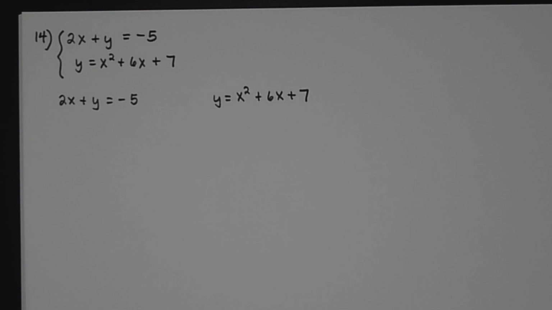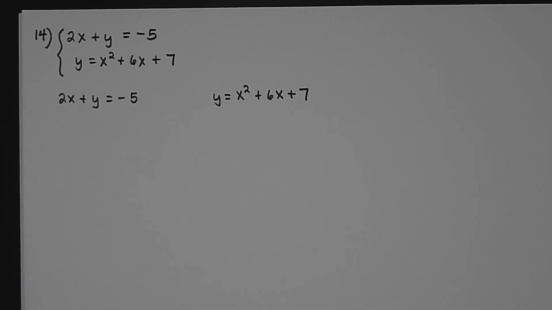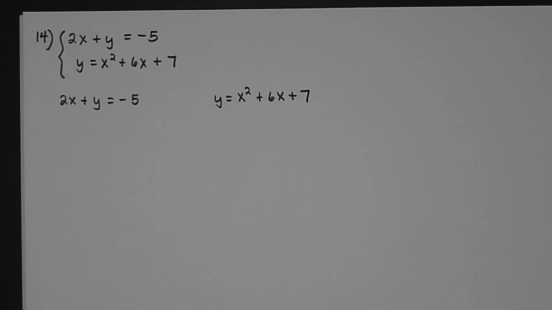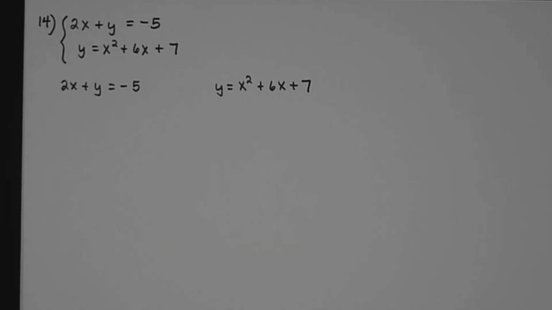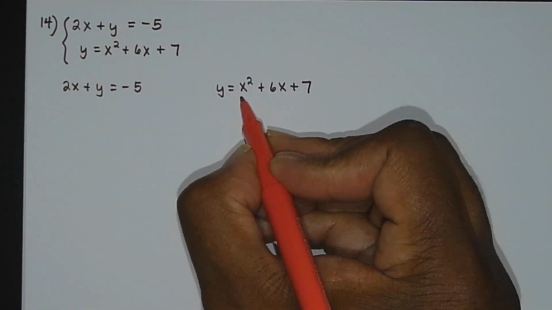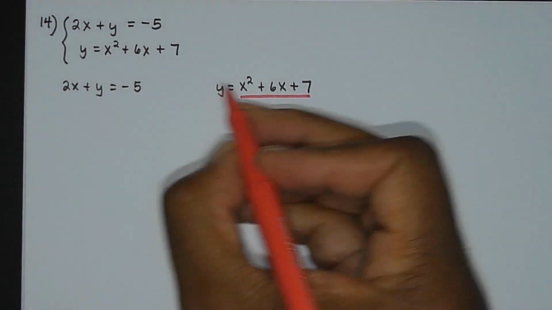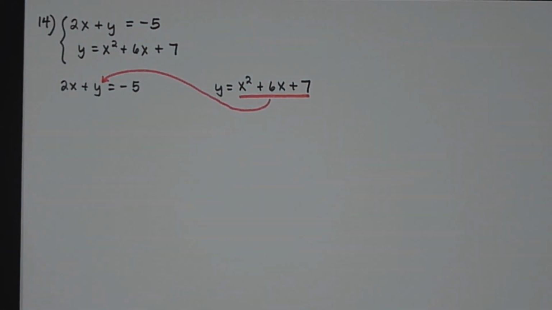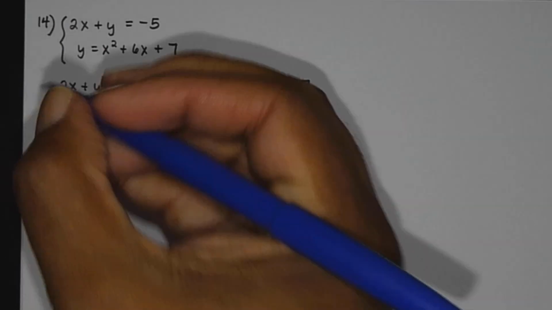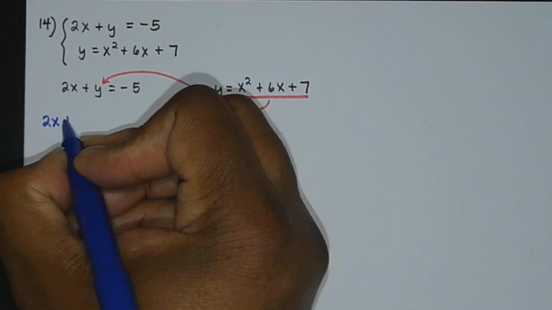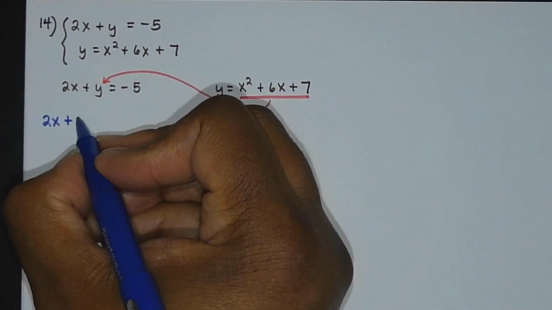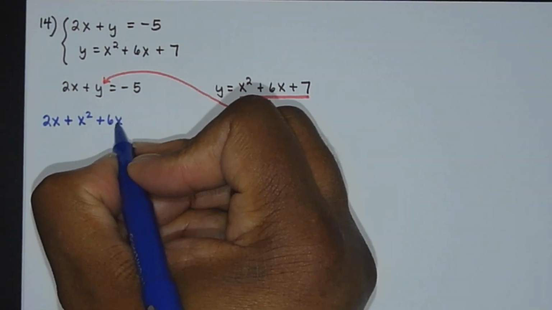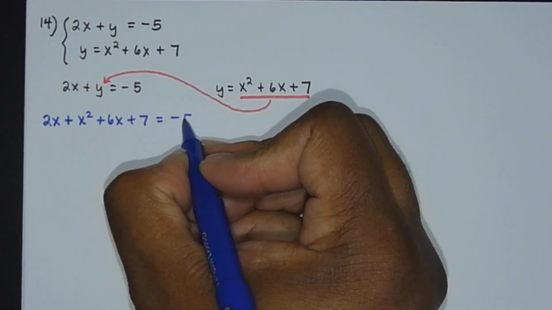Well, if you look at this, if we use the substitution, you can see that y is equal to something. In this case, x squared plus 6x plus 7. So we can go right ahead and use that substitution method by replacing the y in this first equation with that x squared plus 6x plus 7. So that would go here. So that means here I bring down the 2x plus the y will be substituted with that x squared plus 6x plus 7. And then that's equal to negative 5.